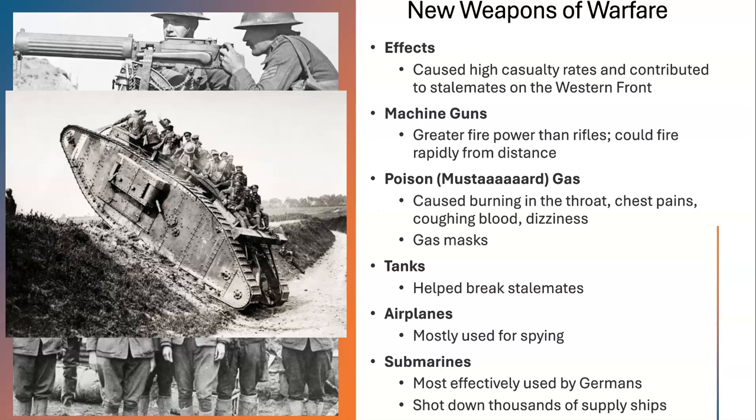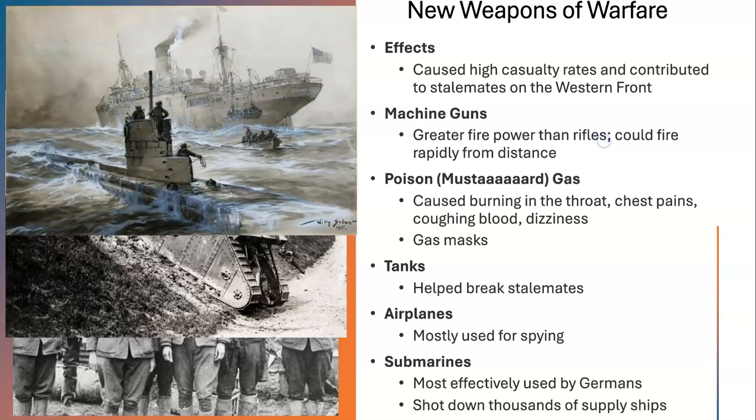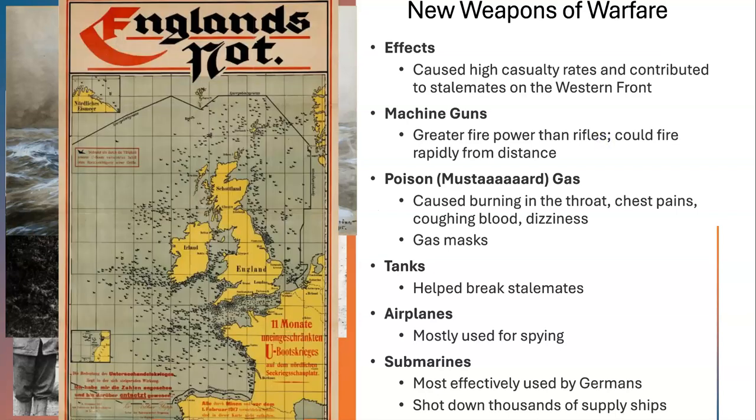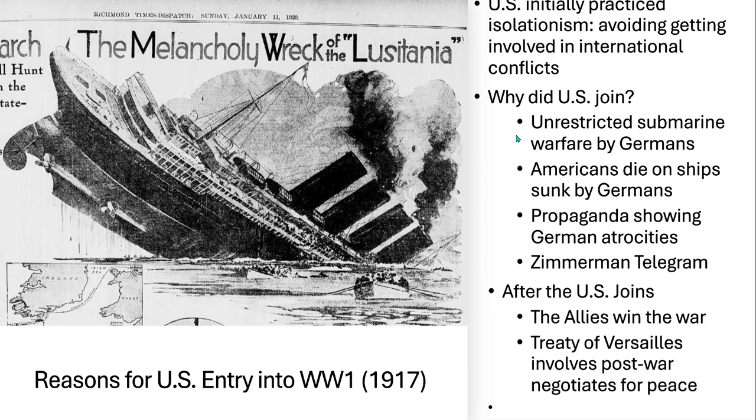Airplanes were used during the war, but mostly for spying. Another major development, mostly used effectively by the Germans, was the submarine. Submarines were used to shoot down thousands of supply ships, and the Germans were really good at it. This is going to be one of the causes that brings the United States into the war. Look how many ships they shot down. And of course, the effect of all these weapons is that the war is more deadly than any war before it.